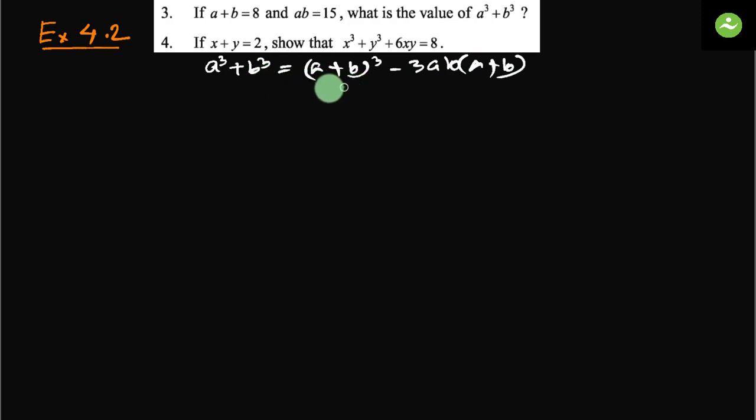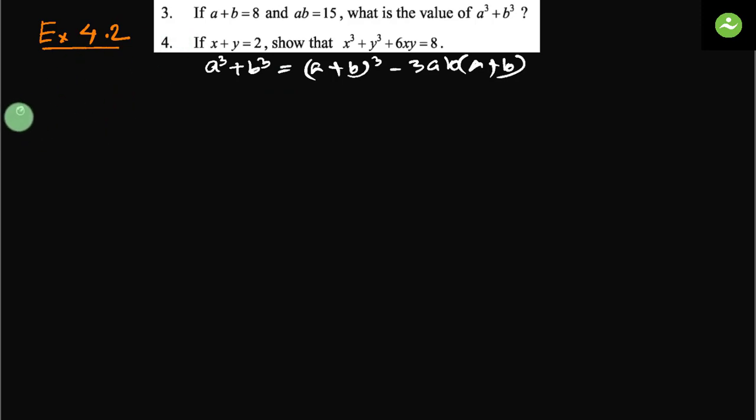Why am I talking about this particular corollary? Because this has a plus b, this has ab, and all we need is this one, because we can put the value of a plus b and the value of ab, and then we can get the value of a cube plus b cube. Okay, let us start.